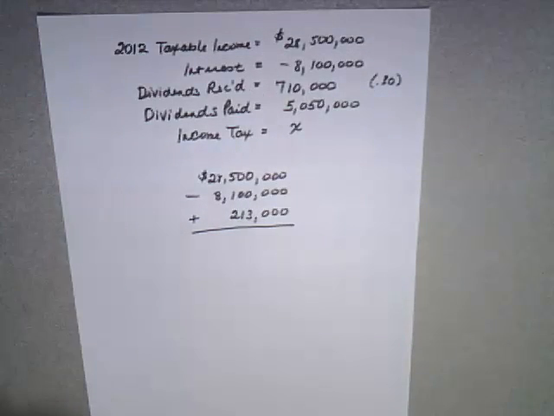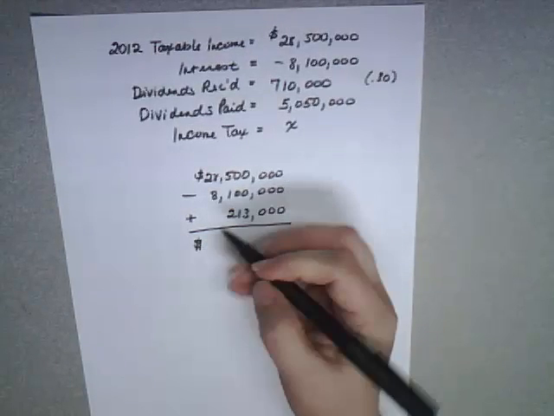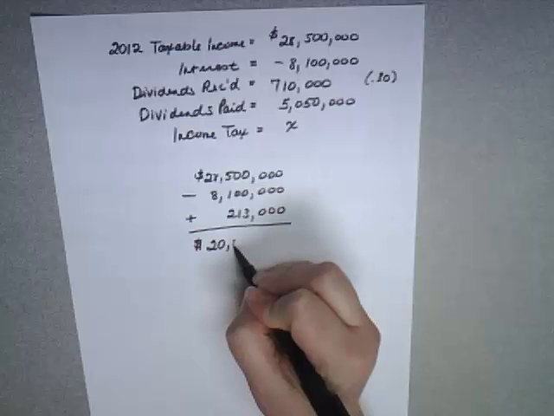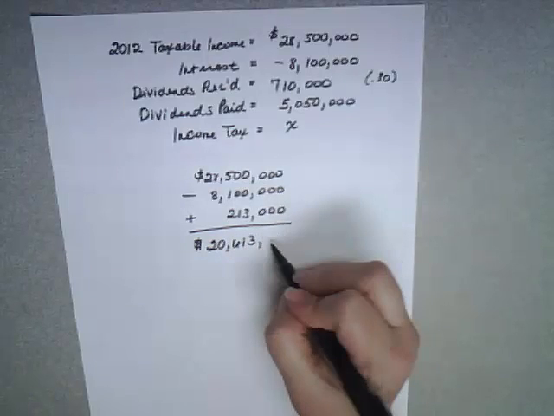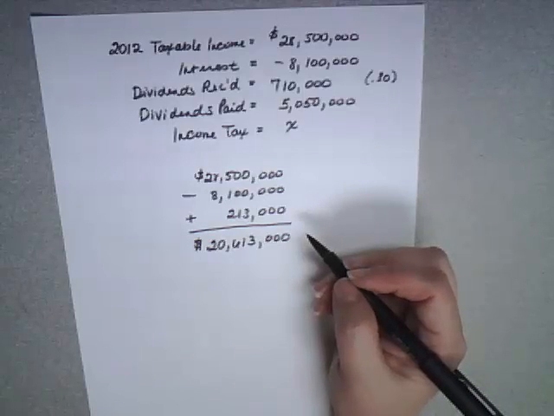Oh, I'm so sorry. We're going to subtract. We're going to take $28,500,000, and we're going to subtract $8,100,000. I think I added it in, and then we're going to add in $213,000. We get a taxable income of $20,613,000.